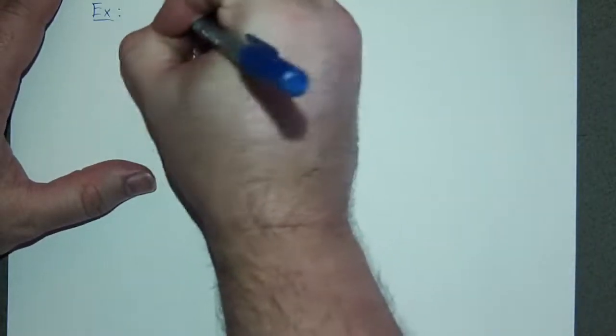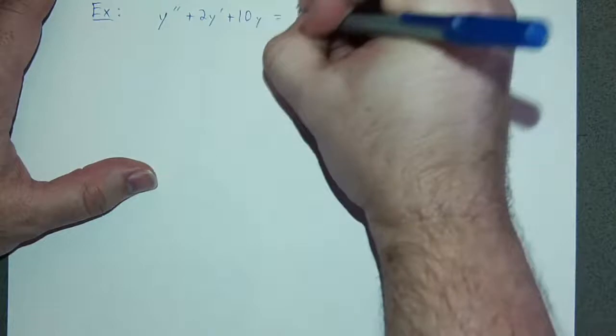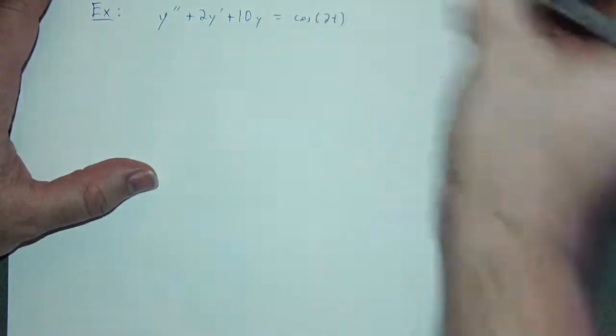So let's do our next example here. Let's do something that is a little bit more involved because it involves complex number arithmetic. Here is where you're going to see where some of the confusion comes in with key identities, because you have to understand a little bit about complex algebra. So the example is y double prime plus 2y prime plus 10y is equal to cosine of 2t.